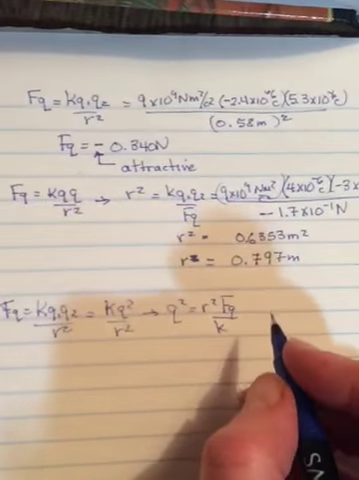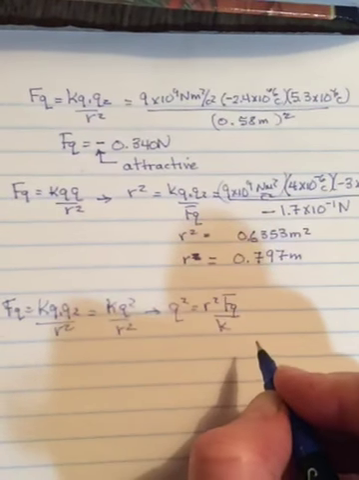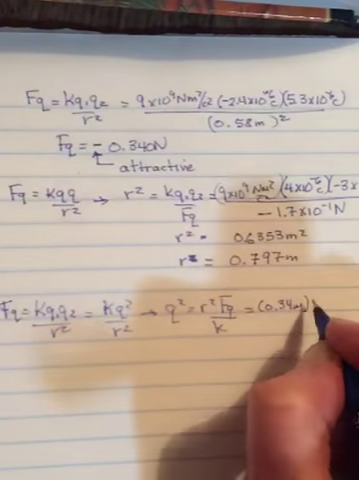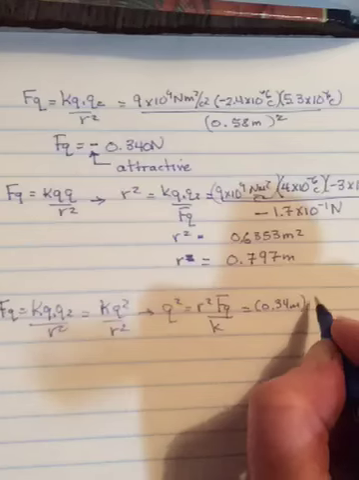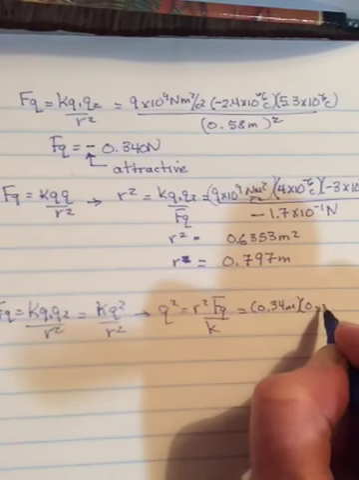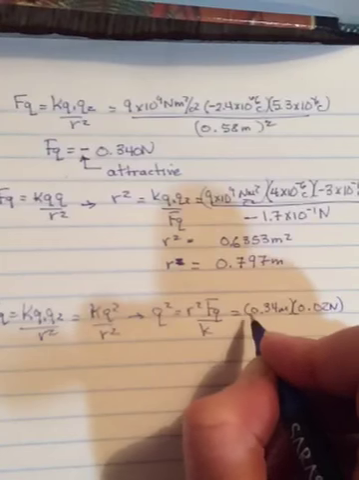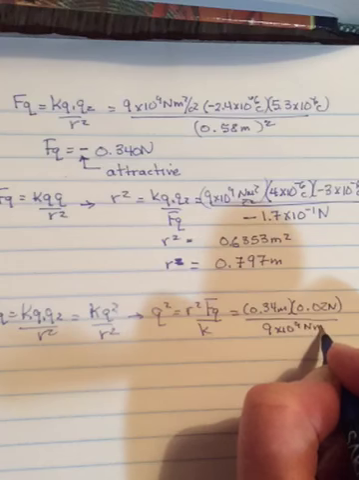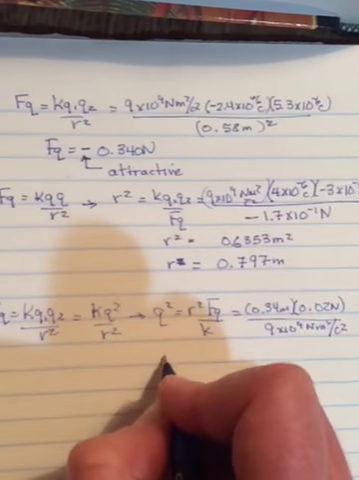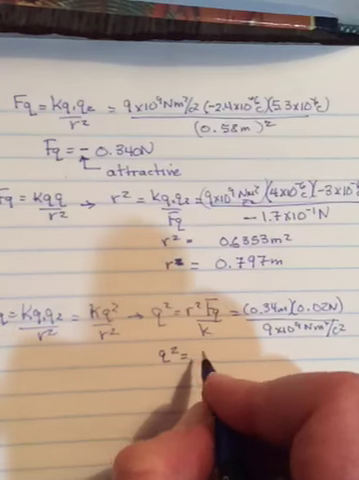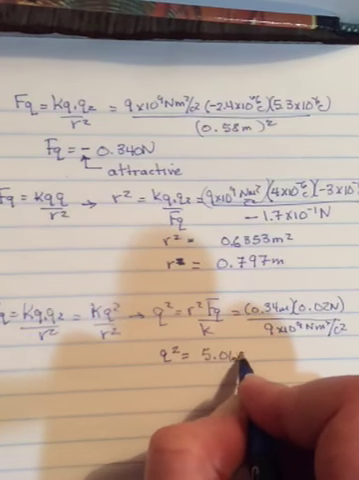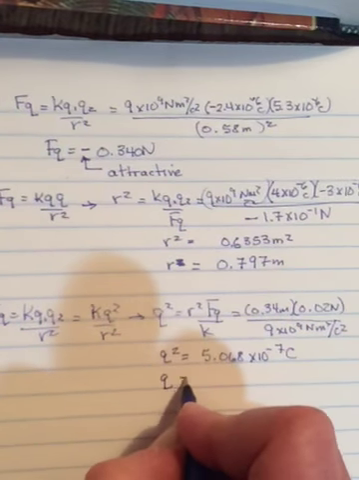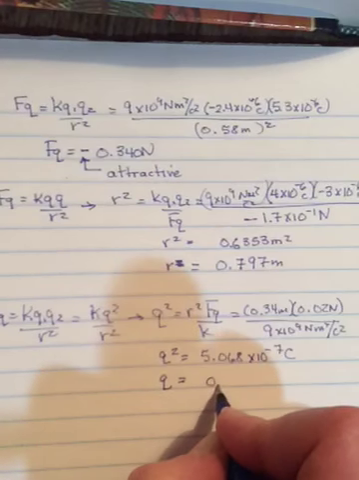So R was 38, or no, 34 centimeters, so 0.34 meters. F was 2 to the negative 2, which would be 0.02 newtons. And K, 9 times 10 to the 9th newton meter squared per coulomb squared. So you get a Q squared of 5.068 to the negative 7 coulombs, but then you have to remember to take the square root, and it's 0.